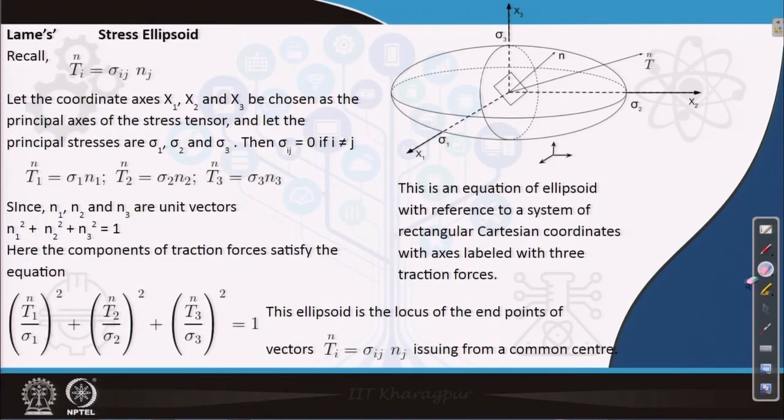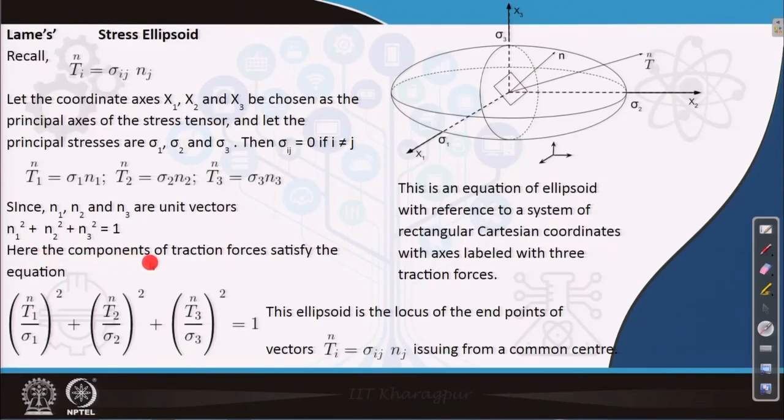The equilibrium equation condition we have already seen. Let the coordinate axes x 1, x 2, x 3 be chosen as the principal axes of the stress tensor, and let the principal stresses be sigma 1, sigma 2, sigma 3. Then sigma ij is equal to 0 when i is not equal to j. Then easily these components are t 1 equals sigma 1 n 1, t 2 equals sigma 2 n 2, t 3 equals sigma 3 n 3. This comes very easily.